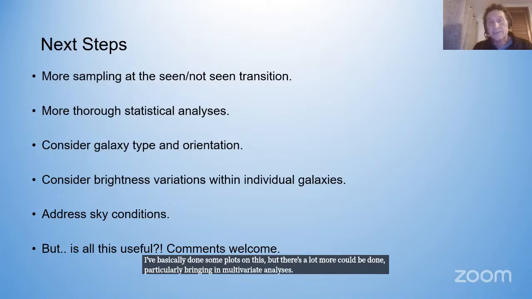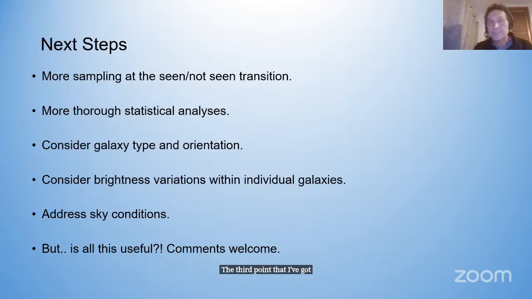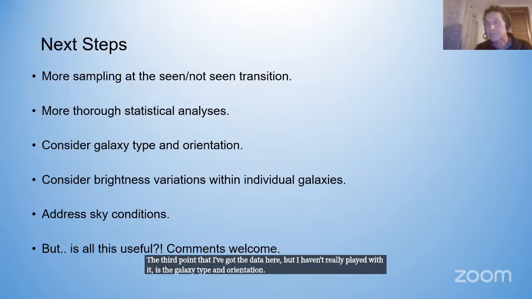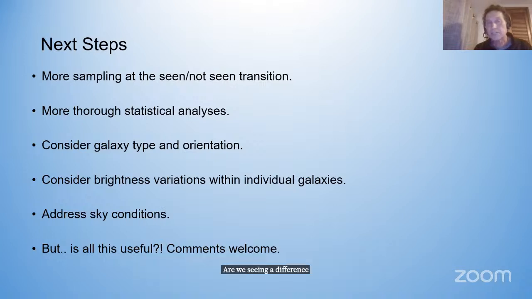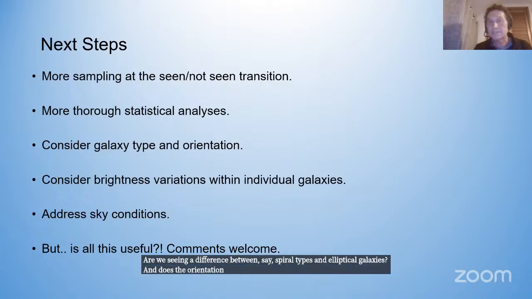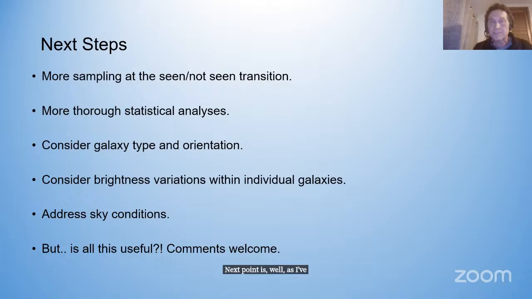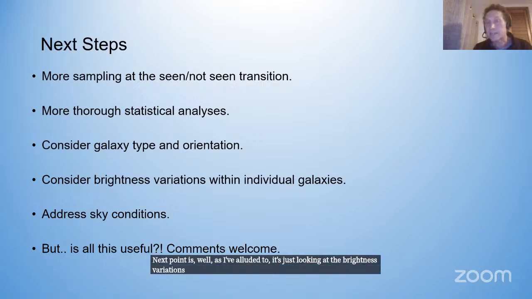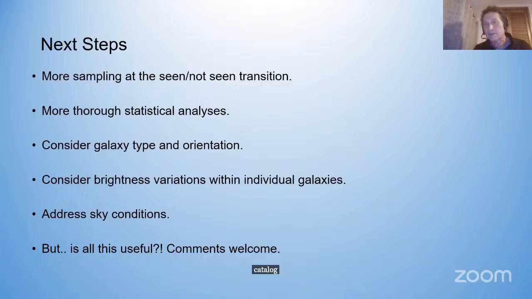The third point, I've got the data here, but I haven't really played with it, is the galaxy type and orientation. Are we seeing a difference between, say, spiral types and elliptical galaxies? And does the orientation they're presented to us make a difference as to how well they can be detected? Next point is, as I've alluded to, looking at the brightness variations within individual galaxies. And there may be ways of looking at photographic catalogs online to see how they vary in terms of brighter pixels within them, things like that.